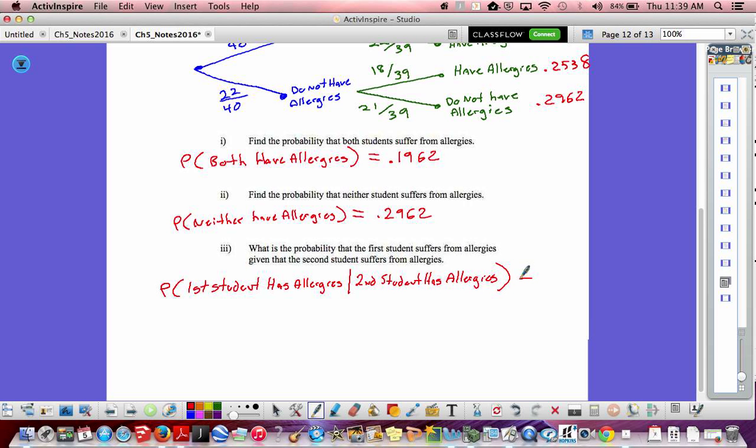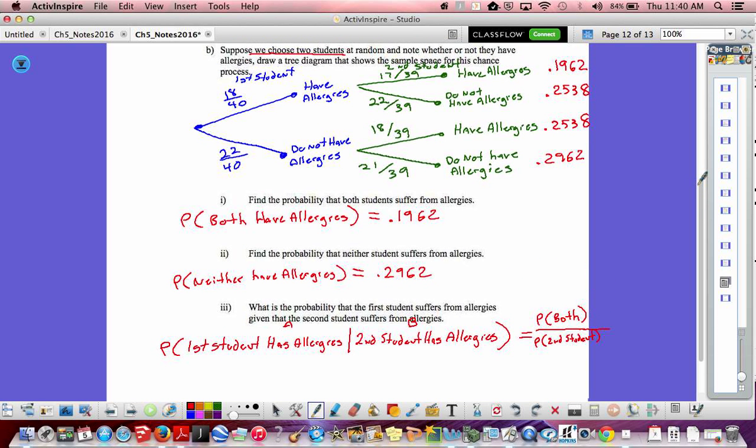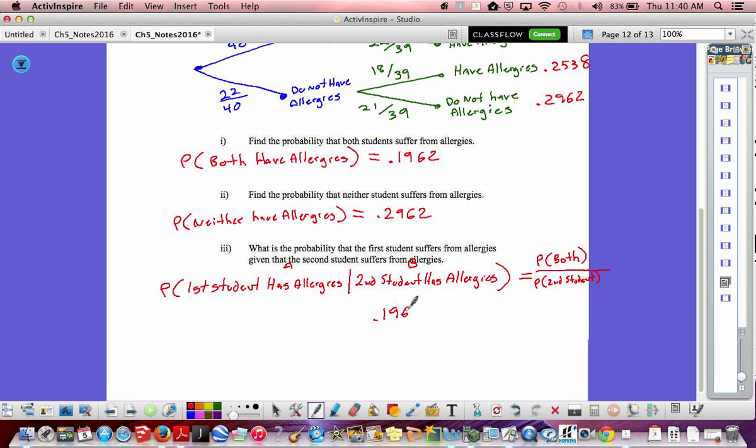So to calculate out this particular probability, okay, the top part, if you think about this as A and B, it's the intersection. So they both have to have allergies. So it's the probability of both over the probability of just the second. Now what's nice is we've calculated out the probability of both students having allergies. We actually have that in the first one right here, 0.19 or 0.1962.